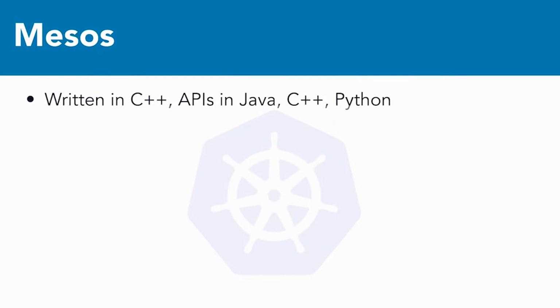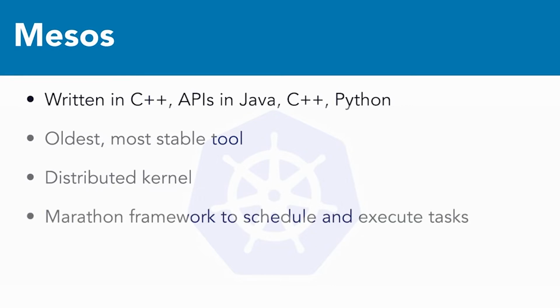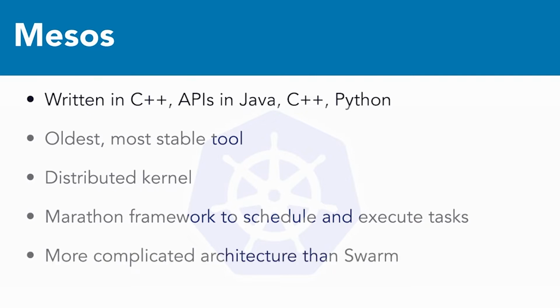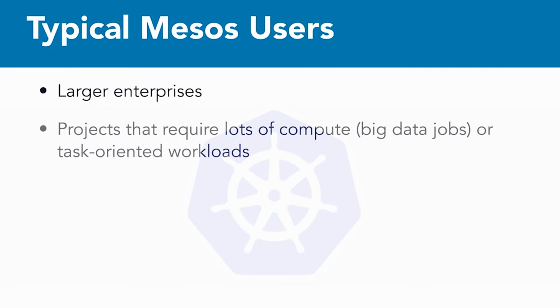Mesos is written in C++, with APIs in Java, C++, and Python. It has a distributed kernel where many machines act as one logical entity. The Marathon framework in Mesos is used to schedule and execute tasks. And finally, Mesos has a more complex architecture compared to other technologies like Docker Swarm, for example. Typical users of Mesos are larger enterprises that require a lot of compute or job or task-oriented workloads. Mesos is often used by companies that have to perform big data jobs.